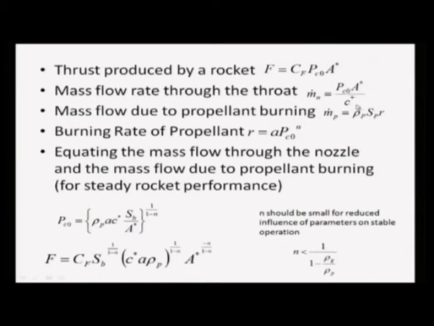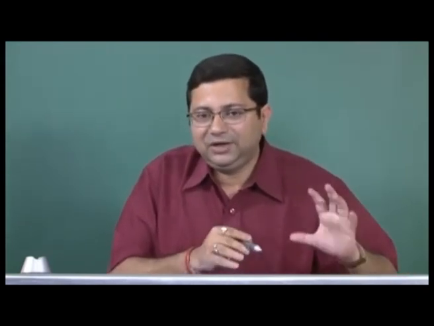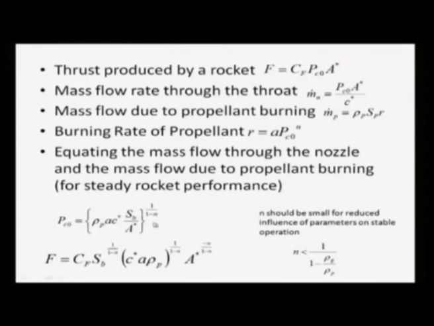So, this is the chamber pressure. As I was mentioning at the beginning, the chamber pressure is dictated by the burning rate, etc., which you can now see here, and n is the exponent of this. So, this should be small for reduced influence of parameter variation on stable operation. Typically, n should be less than this value, that is 1 upon 1 minus rho g by rho p, it should be less than that. Okay.